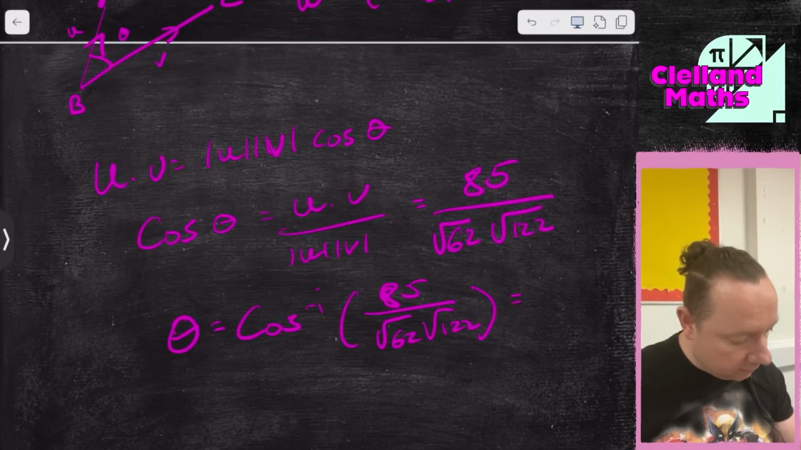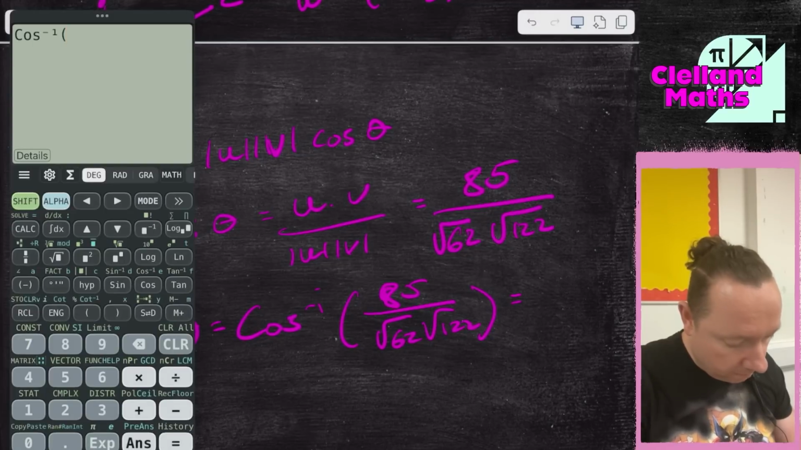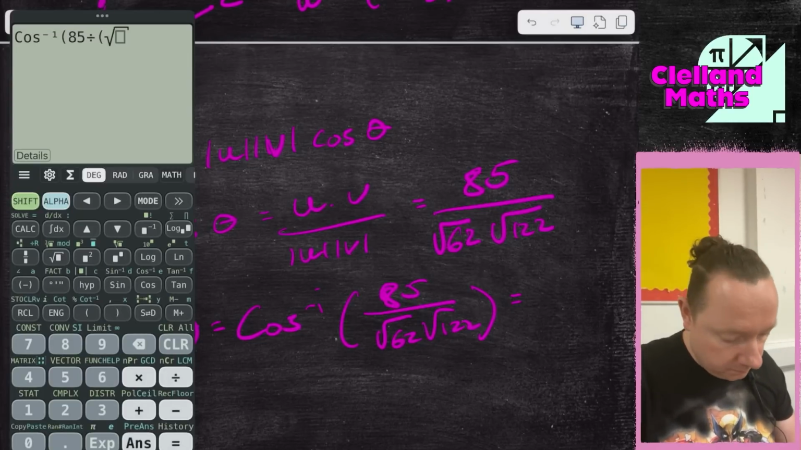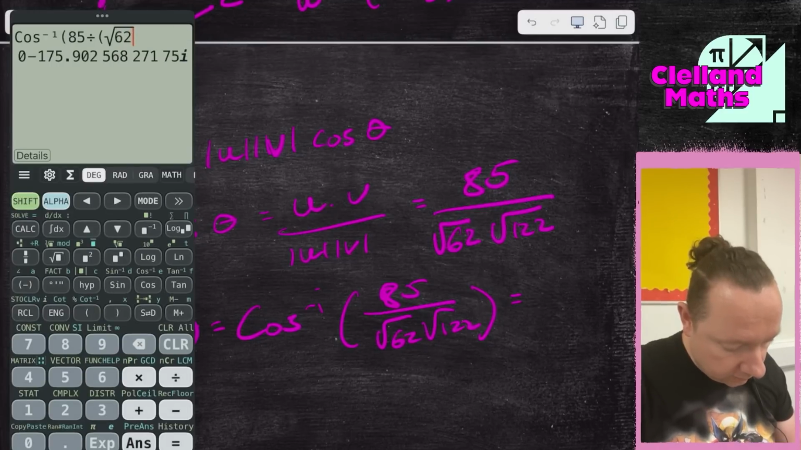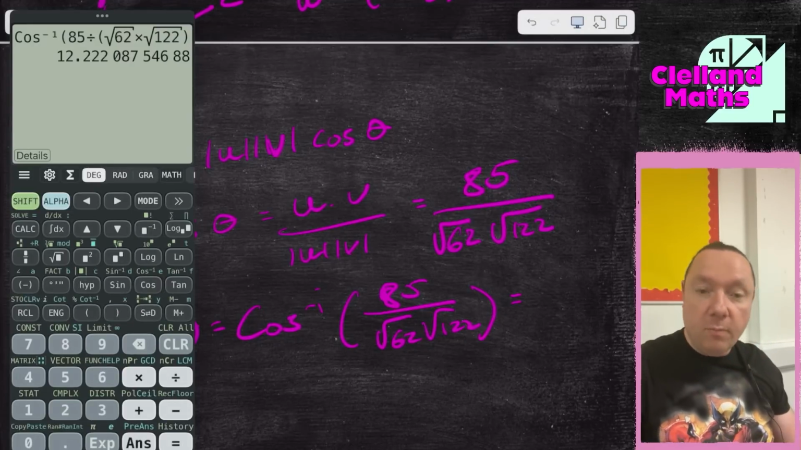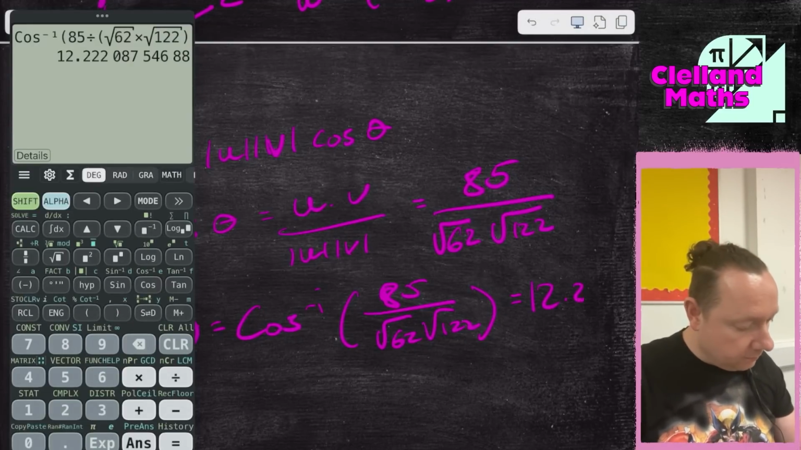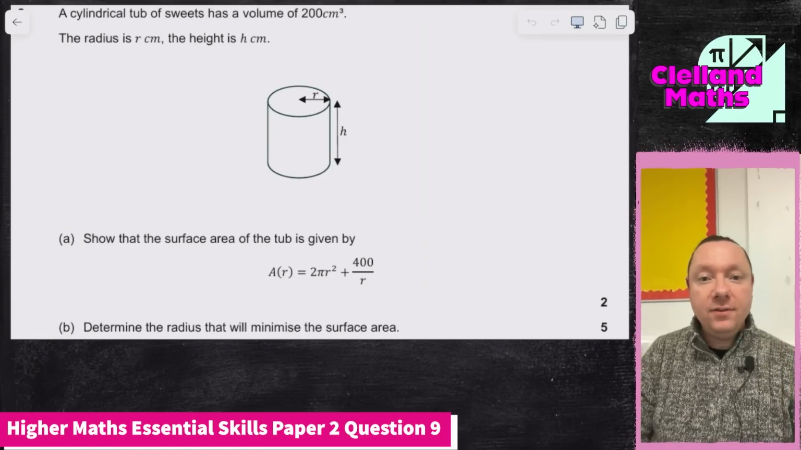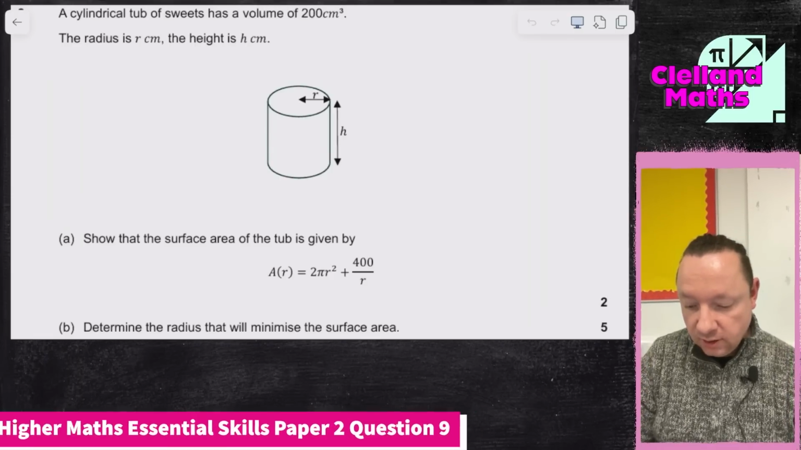I'll just use a calculator. So shift cos 85 divided by bracket root 62 times root 122 is about 12.2 degrees. And we're done there. SQA Higher Maths 2025 Essential Skills Paper 2 Question 9.